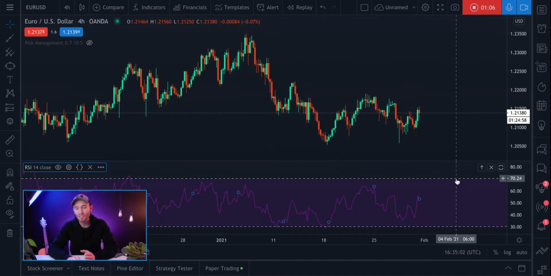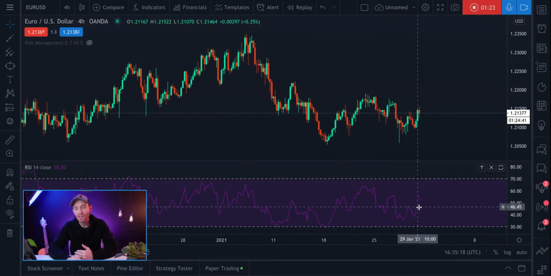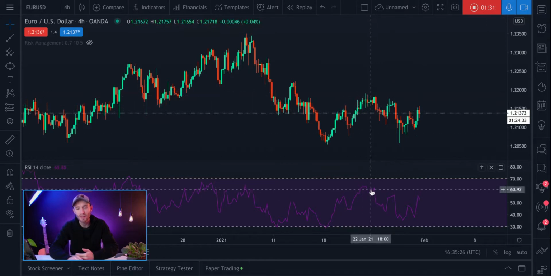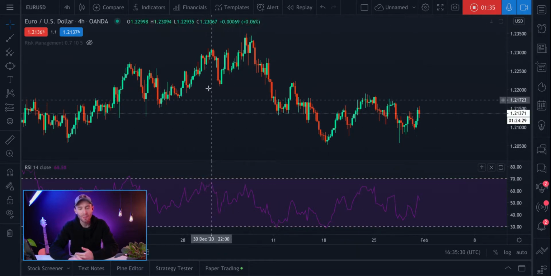We have a line up here which is pointed out at the 70 mark, and anytime the RSI is above this, it means the price is overbought. When the RSI is below this 30 mark, it means it is oversold. A lot of traders will use this like so: if they see the RSI approaching 70, or if it goes above 70, they are looking for short positions.